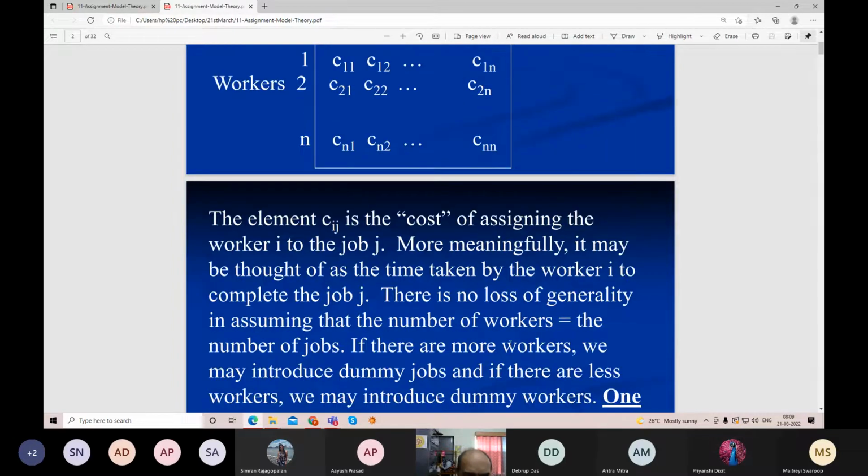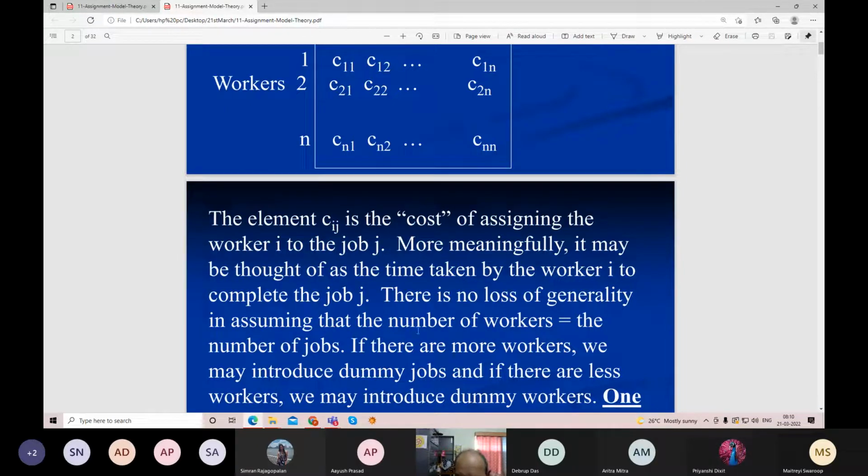The element Cij is the cost of assigning worker i to job j. So the ith worker is assigned to the jth job. More meaningfully, cost and time can be thought of as proportional. It may be thought of as the time taken by worker i to complete job j, time or cost. So based on the time we count the cost.